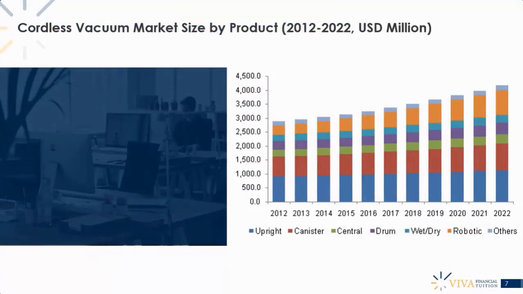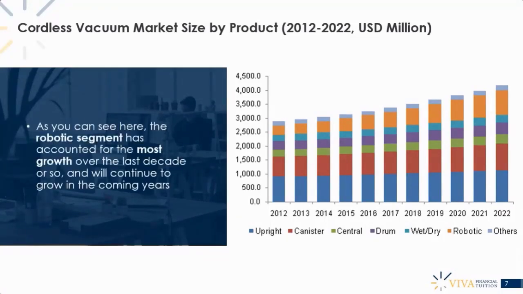Looking then at the cordless vacuum market size by product here, and this is looking from 2012 all the way up to 2022. As you can see here on the right, the robotic segment has accounted for the most growth over the last decade or so, and it will continue to do so in the coming years. So robotic, in terms of growth, is very, very important for the cordless vacuum market.